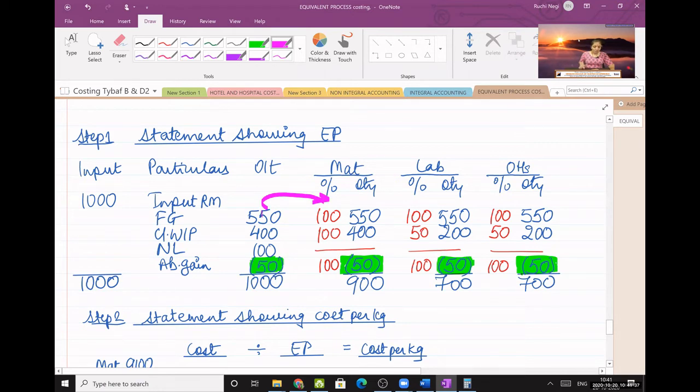Yeah. 100%, 100%, 100%. For WIP, 100, 50, 50. Normal loss, as I told you, is neither a part of finished goods nor closing WIP, so it will not be considered in the degree of completion calculation. Next, abnormal gain: degree of completion will be given in the question. In case it is not given, it will be 100, 100, 100.